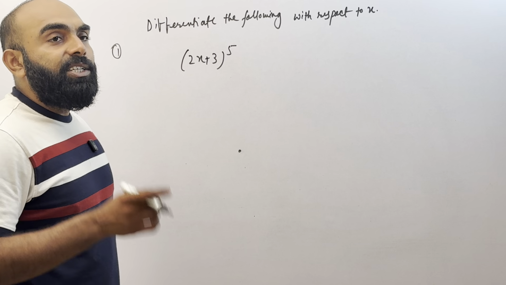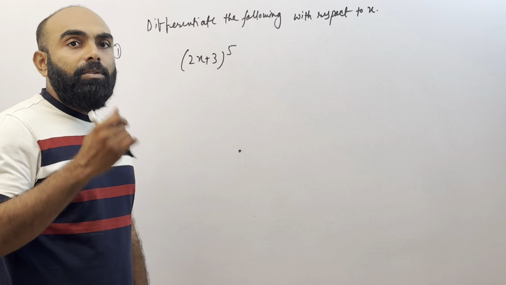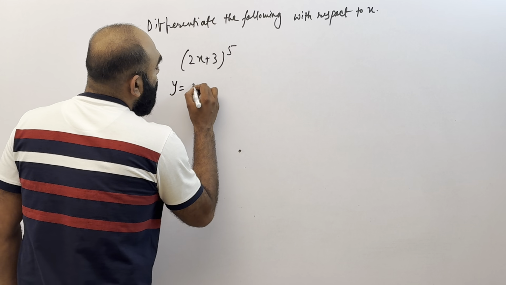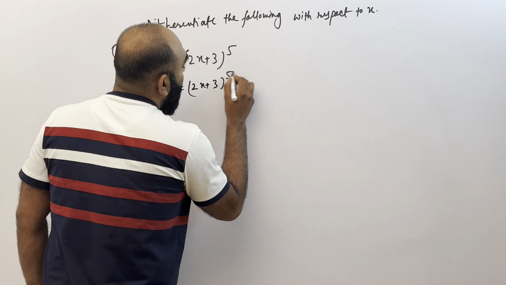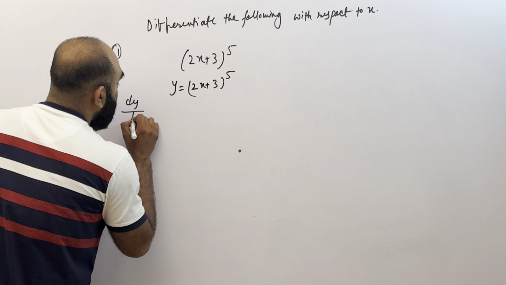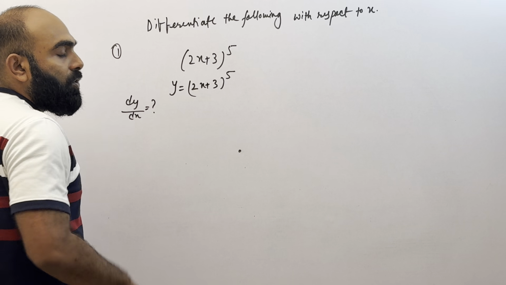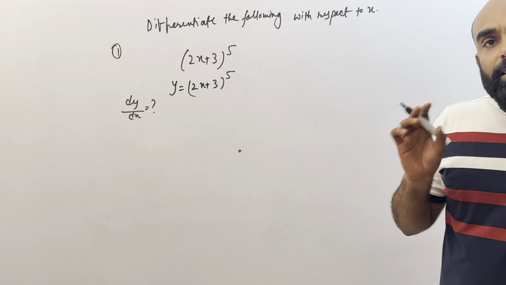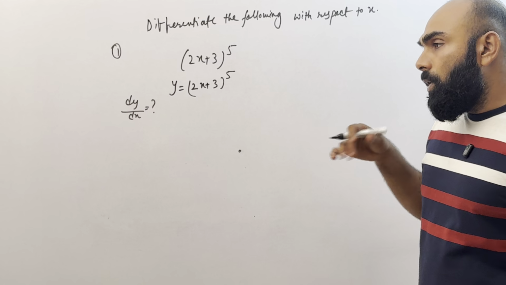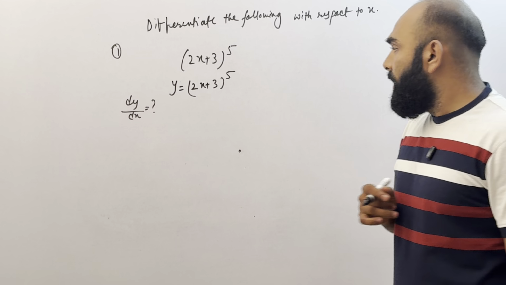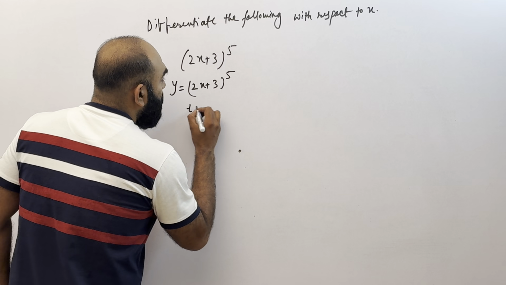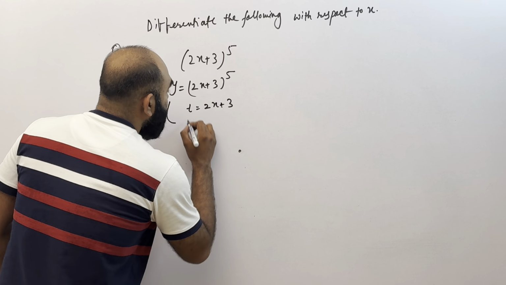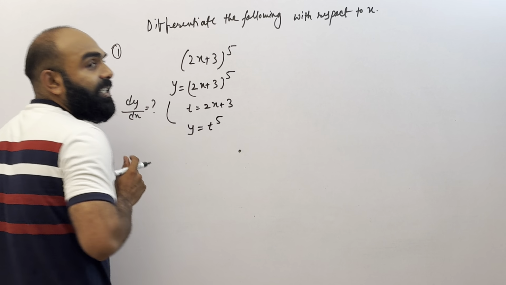So what I will do? Whenever it is written like this, always assume something like y is equal to 2x plus 3 to the power 5. They are interested in finding dy by dx. Whenever you see the bracket, whatever is inside the bracket, take as t. So t is equal to 2x plus 3. This is my t. So this function becomes y is equal to t to the power 5. Are you getting this?